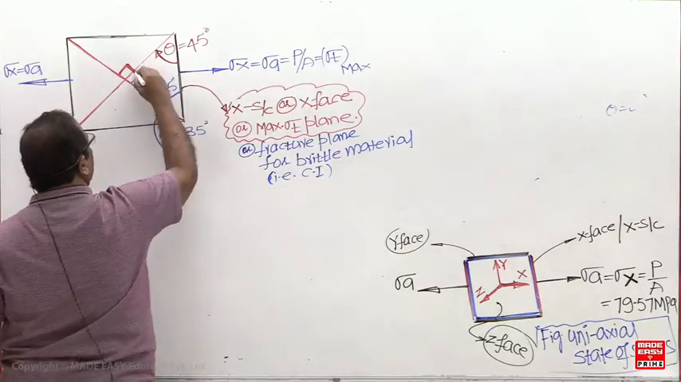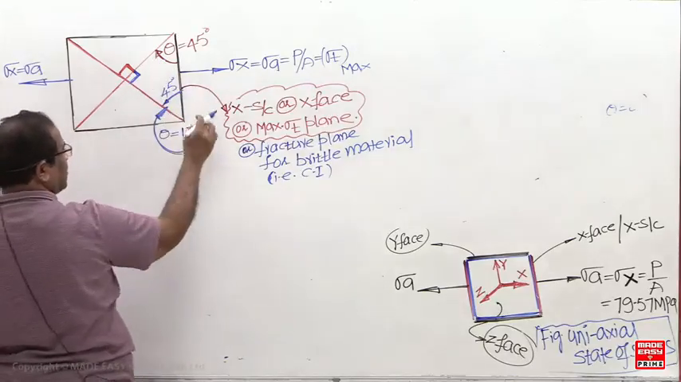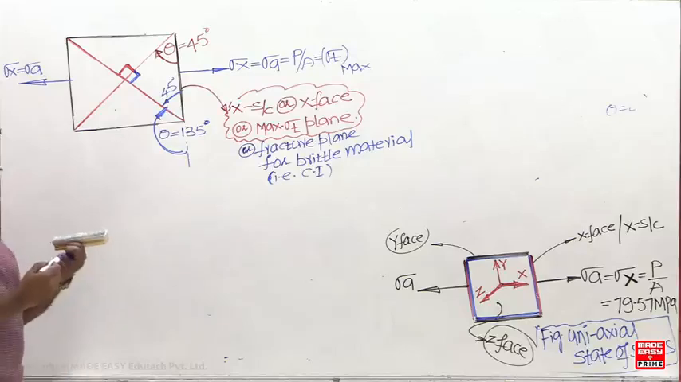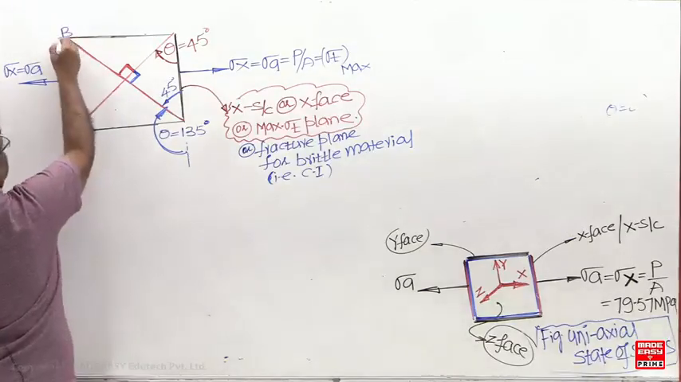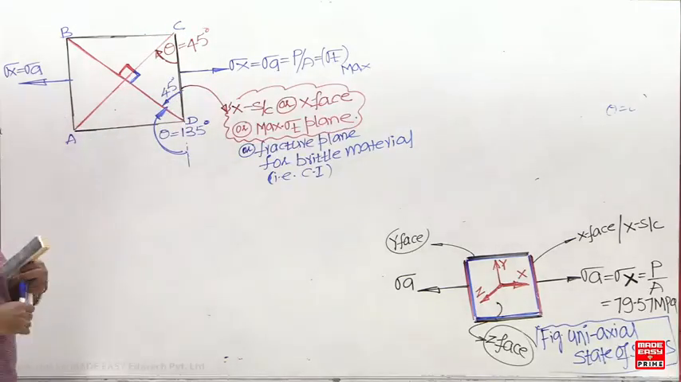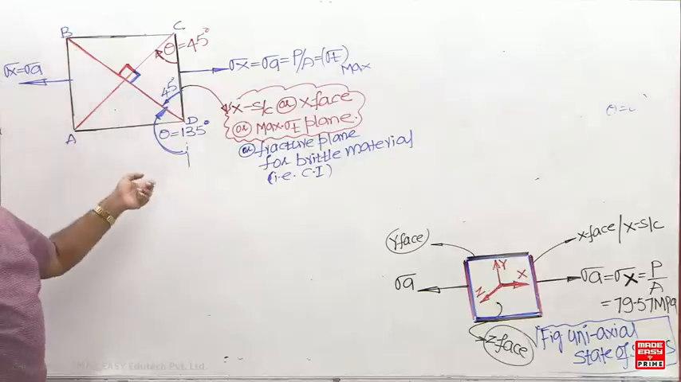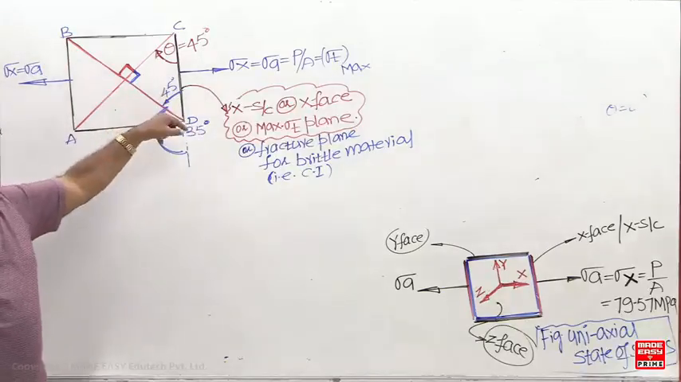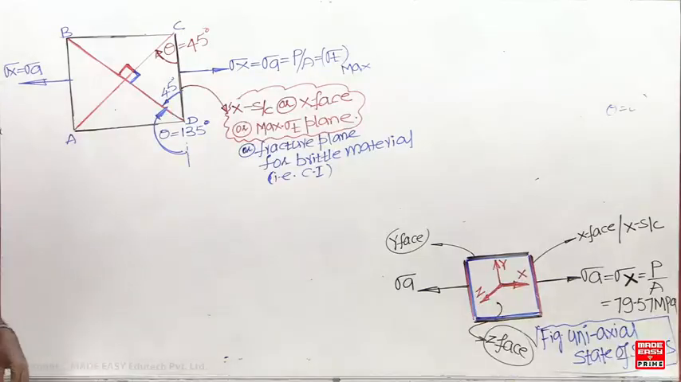Because this 90 degrees is a 45, but this is anti-clockwise, and you are measuring in the clockwise direction. If I call the corners A, B, C, D, then for the BC plane theta is 45, for the AC plane theta is 45, and for the BD plane theta is 135. Otherwise you can call it 45 degrees anti-clockwise. Now these two planes are called the maximum shear stress planes.